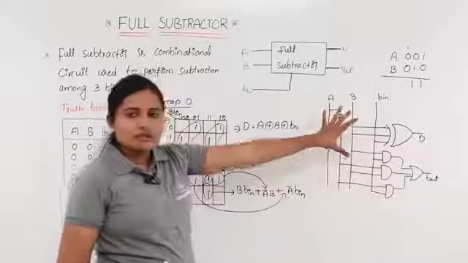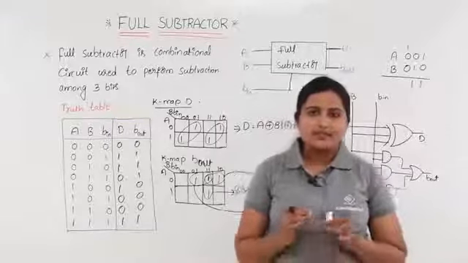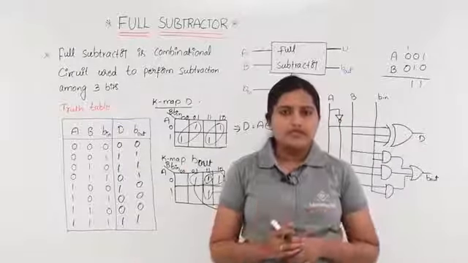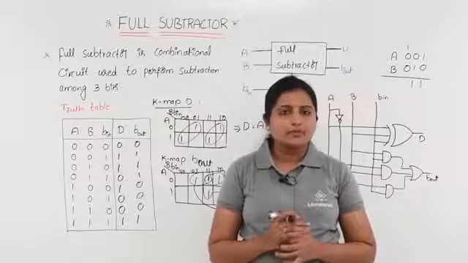This is the logic circuit you designed for the full subtractor using the design steps. First you consider the truth table and then K-maps. By using the expressions from the K-maps you design this logic circuit. This is about the full subtractor.